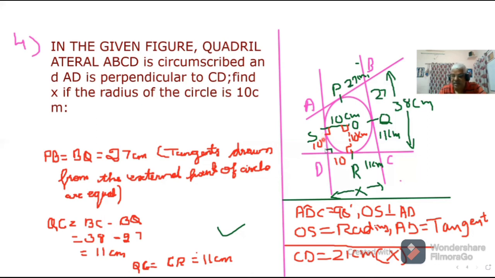Therefore, SD measurement we got 10 centimeter. As we got SD measurement as 10 centimeter, D is the external point. DS and DR are the tangents drawn from the external point. Hence, they are equal. Therefore, DS is equal to DR, which gives you 10 centimeter. Now we got DR as 10, RC as 11. Therefore, the total measurement of CD is 11 plus 10 is 21 centimeter, your final answer. Hence, with this, my explanation regarding the problem is completed.